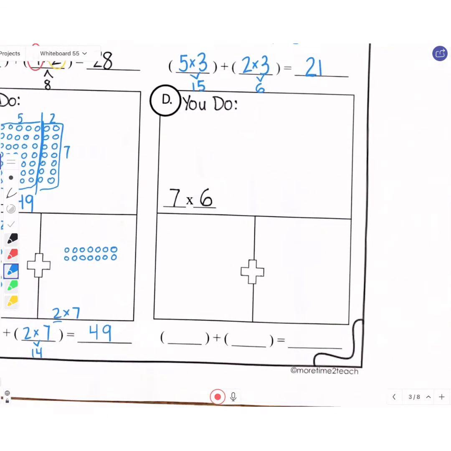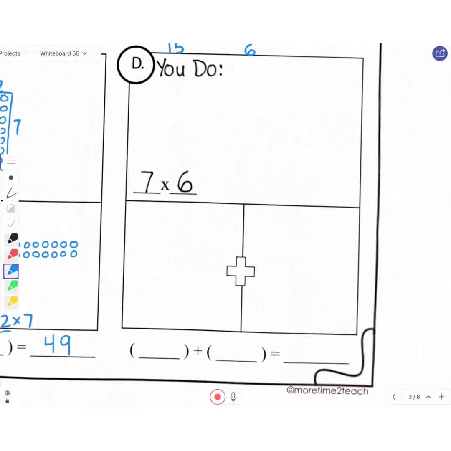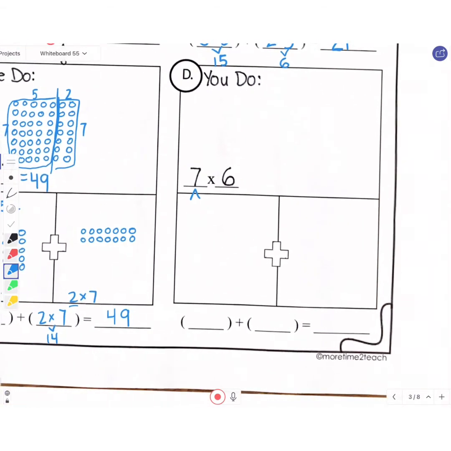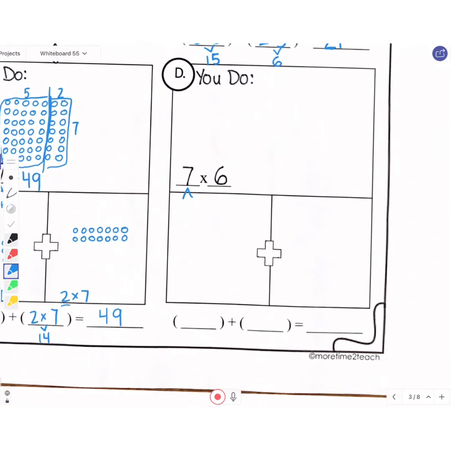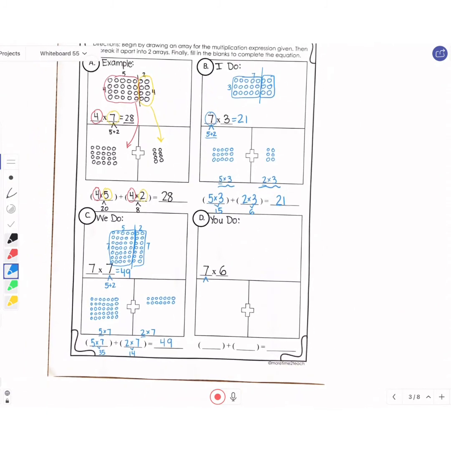Okay, now you are going to do the you do, and I would like you to make sure you are breaking apart the 7. I don't mind what you break it apart into. I think 5 and 2 are easiest, but my big focus is that you can show me you understand the distributive property, which with most of you, you did show me that yesterday. So you will do the you do section and then turn in this entire paper completed like this.